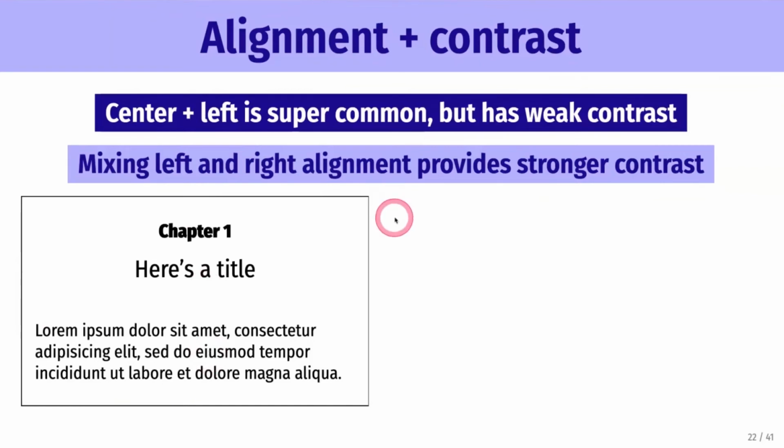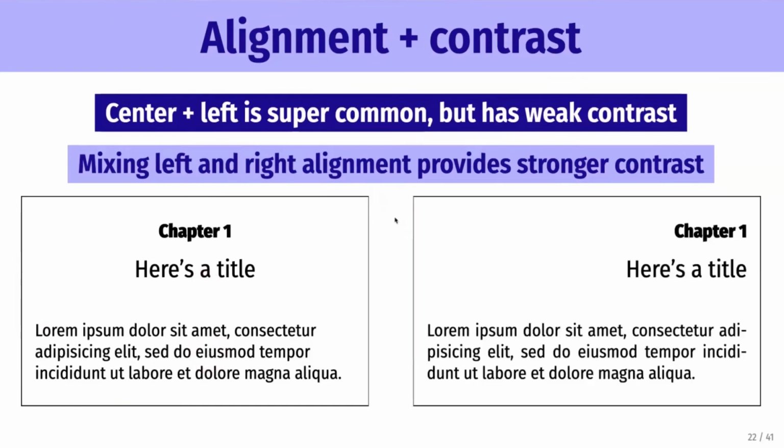And so if you want stronger contrast, you can do something like this, where you have the headings be right aligned, have the text be left aligned. You have 2 different alignments, but you have strong contrast in the alignment. And if you're thinking about repetition, then all of the chapters in this document would also be right aligned.